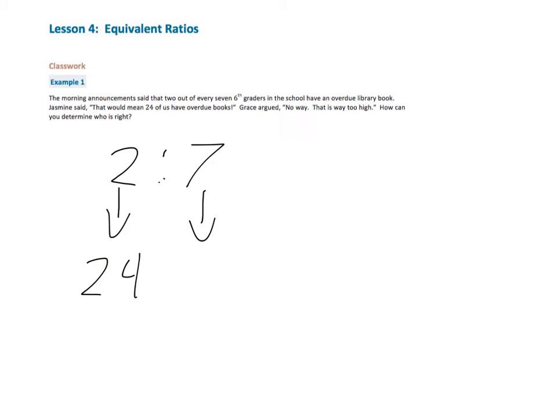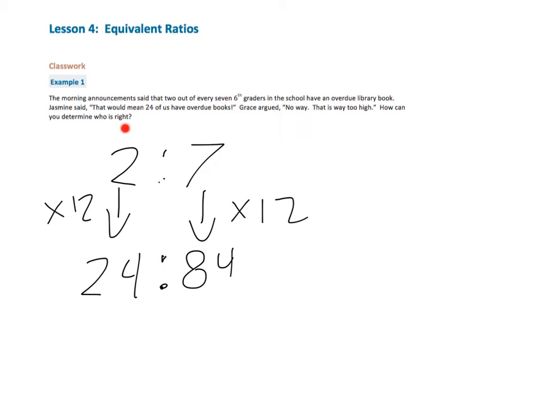Well, to multiply 2 to get 24, we multiply by 12. If we multiply by 12 on one side of our ratio, to get an equivalent ratio, we need to multiply by 12 on the other. So I'm going to multiply by 12, and 7 times 12 is 84. So our new ratio is 24 to 84. That's equivalent to 2 to 7 because we multiplied both sides by the same number.